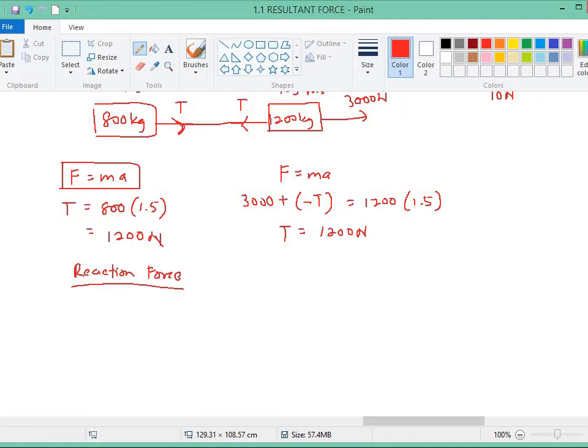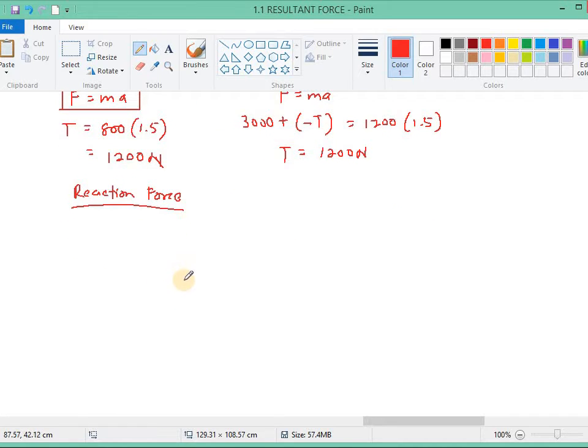Reaction force is very natural. An object would definitely produce reaction force. So let's say we have a plank. If you push the plank with your hand, if you push with 10 Newton, the surface of the plank will produce 10 Newton in the opposite direction. Then the plank will not move because it is balanced. You increase to 20, the reaction force also increases, becomes 20. You increase until 100, then the reaction also becomes 100.